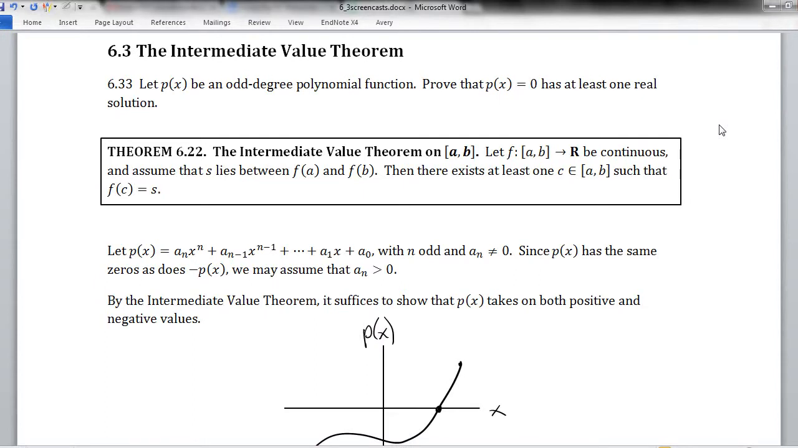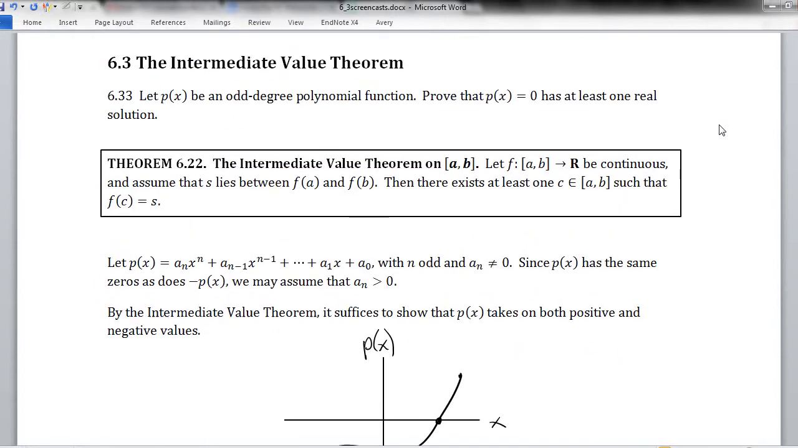And it's going to rely on the intermediate value theorem, which says that if we have a continuous function, we have some value s between the images of the two endpoints of this interval domain, then there exists some c in that domain which maps to this value s. Okay. So how are we going to do this?